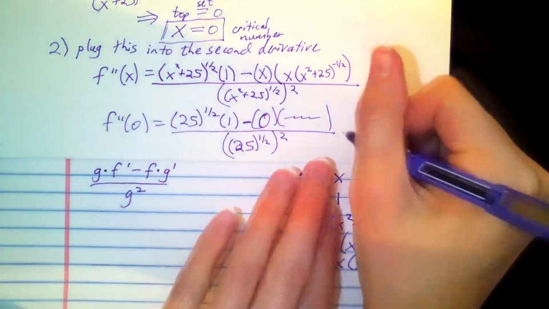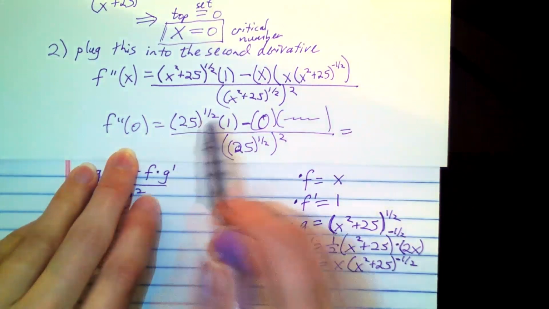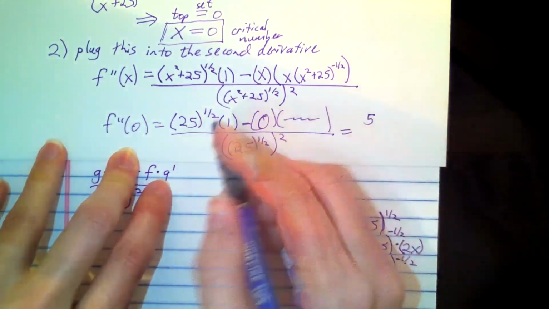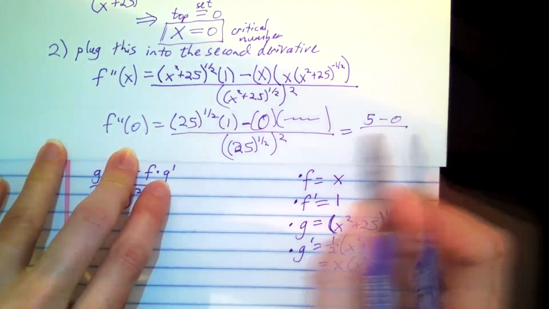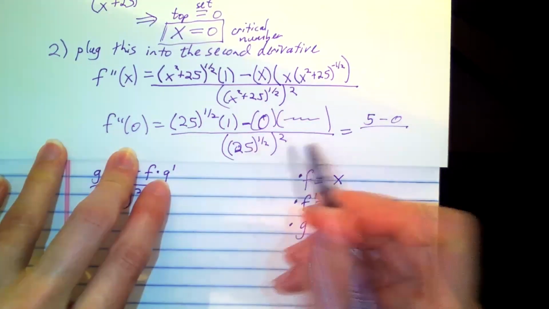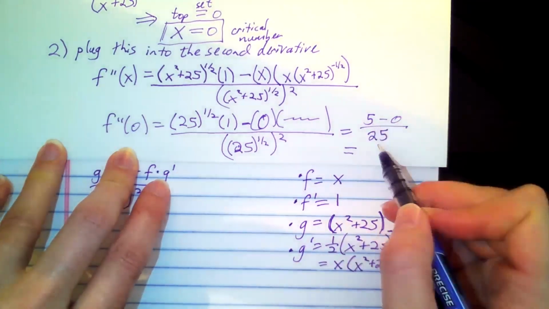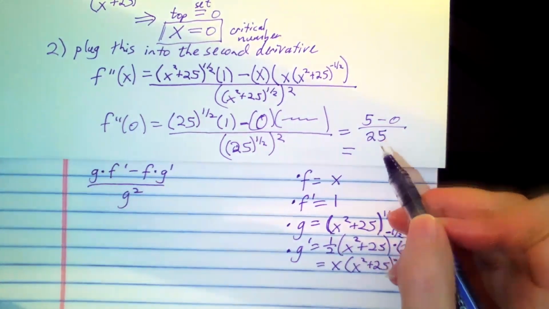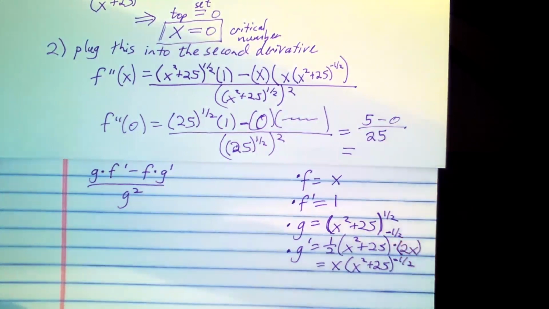So when you punch this out, you have 25 to the 1/2, which means square root of 25, which is 5. 5 times 1 minus 0 over 25 to the 1/2, which is again square root of 25, 5 squared, which is 25. You get 5 over 25. Now, what does this mean?